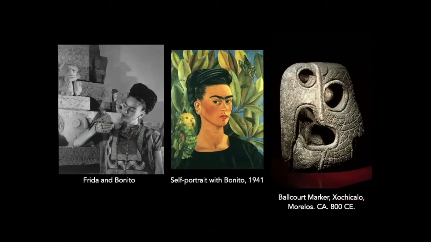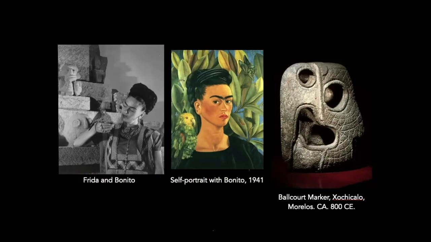Parrots as symbolic of her sort of indigeneity were central, and her parrots apparently had free reign at Casa Azul, slept in her bed, and the one named Bonito both entertained and terrorized guests at the dinner table. And so here we see a self-portrait with Bonito from 1941, a photograph with her and Bonito, and then a parrot sculpture, maybe a macaw sculpture, from the site of Xochicalco in Morelos from around 800.